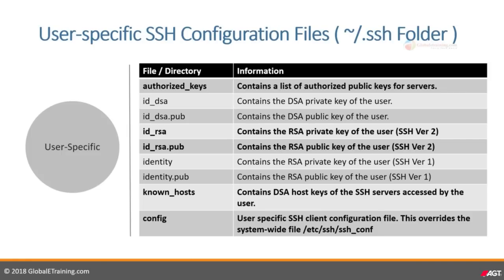The known_hosts file contains the host keys of the SSH servers accessed by the user. And the last, config file. This is the user specific SSH client configuration file, and this will override the system-wide file located in /etc/ssh. Don't try to sit and memorize this list of files. By the time you complete the whole section and do some hands-on practice, most of the files should be very familiar to you.